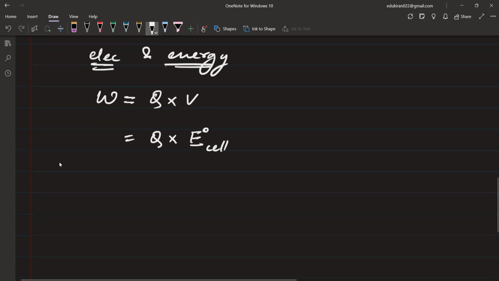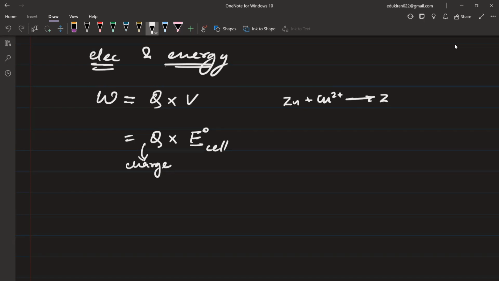Okay, fine. Now, Q is the charge. When we write an equation like this, for example, Zn plus Cu2+ giving me Zn2+ plus Cu, here there is a movement of 2 electrons. But in this reaction, 1 mole of zinc reacts with 1 mole of copper 2 plus to give me 1 mole of zinc 2 plus and 1 mole of copper.